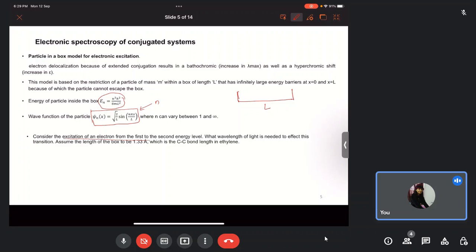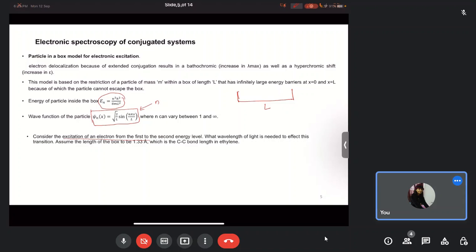So the first question here is to consider the excitation of an electron from the first to the second energy level for a particular molecule like ethylene, and what is the wavelength of the light required to affect this transition, and we assume that the length of this particular box to be 1.33 angstrom. So let me just explain to you.